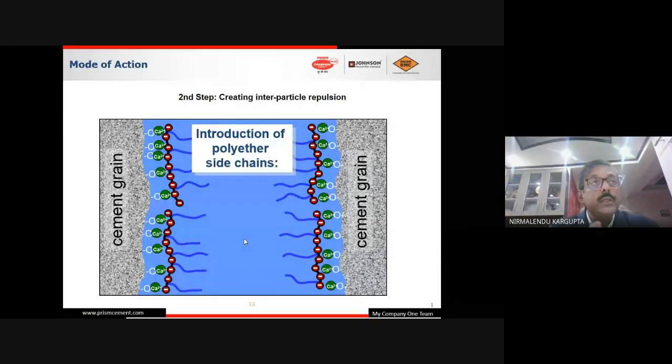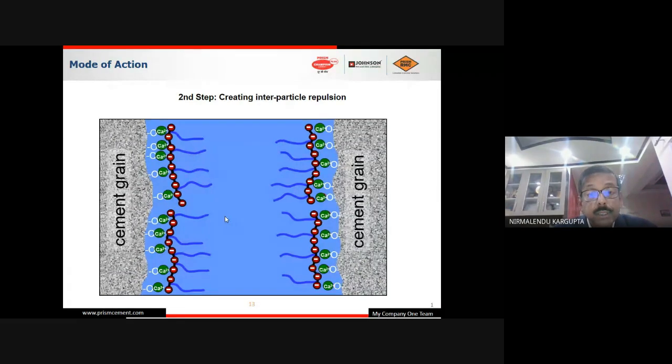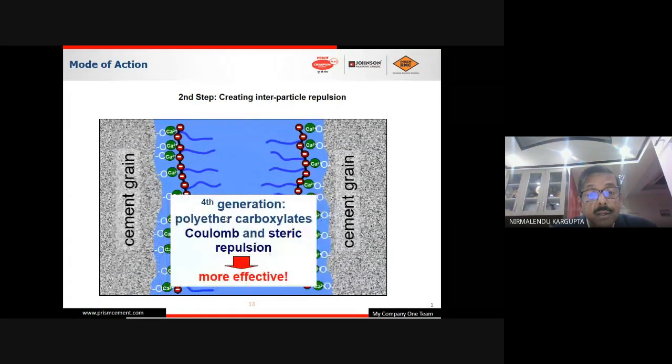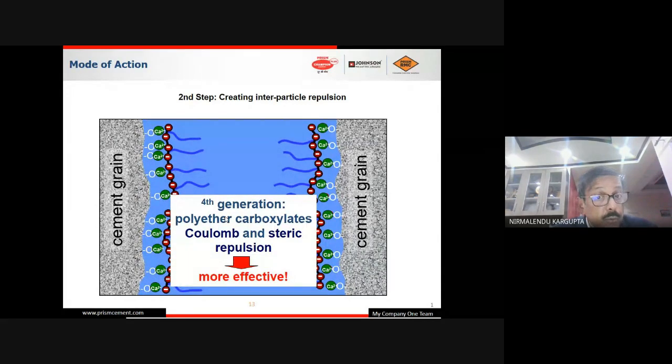Now, if I go with polycarboxylic ether chains, in a similar manner they will be attracted, because they also have some charge density and negative zeta potential. So they will be attracted towards the cement particles. Now you can see that all the blue lines are the side chains. These side chains create a barrier so that two cement particles cannot come close to each other. See, now they will repel. Here the Coulombic repulsion is not taking place; steric repulsion is taking place.